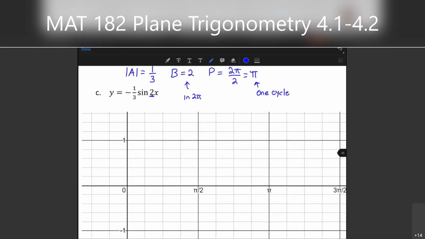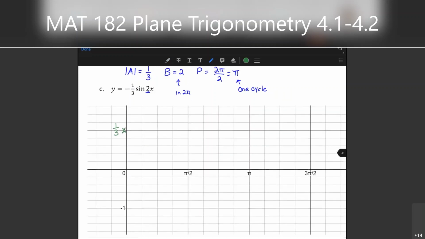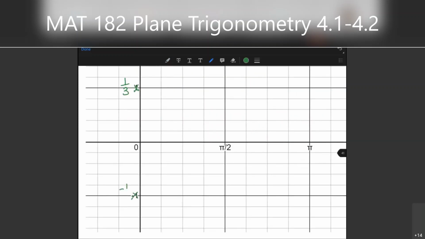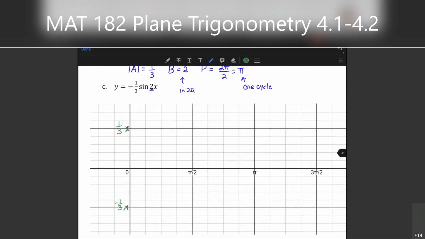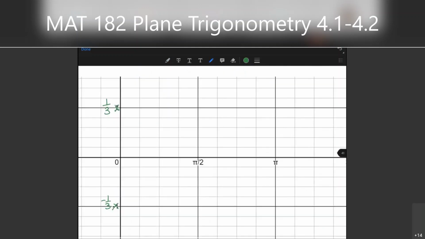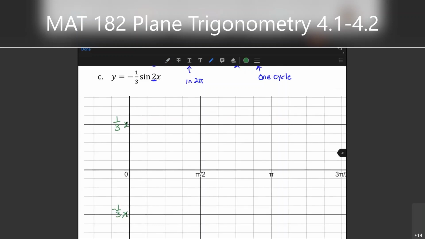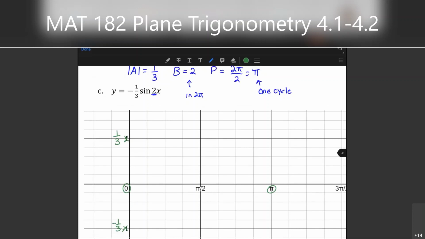And we'll notice that our amplitude here is 1/3. So let's change our bounds on that amplitude. We'll have 1/3 and -1/3 on the bottom. Okay. With that, let's now consider period. So we're going to be starting at 0, and we want to end at pi for our first sine wave because of our period being equal to pi units.